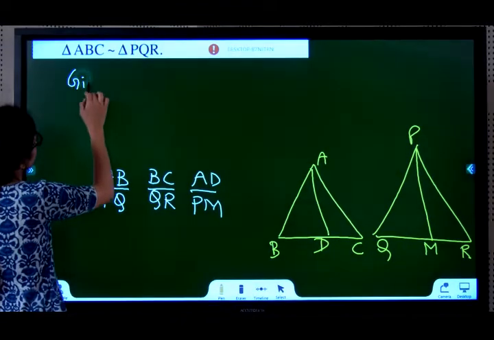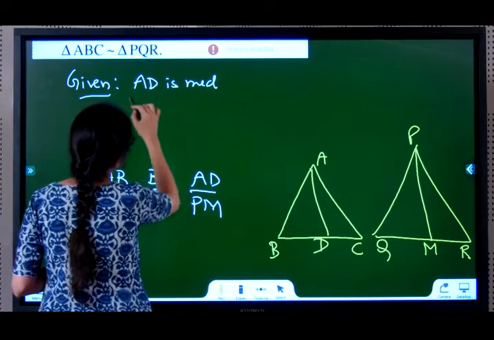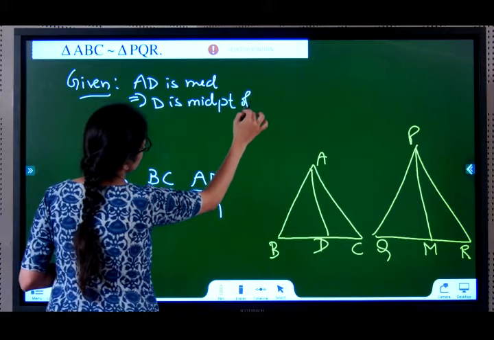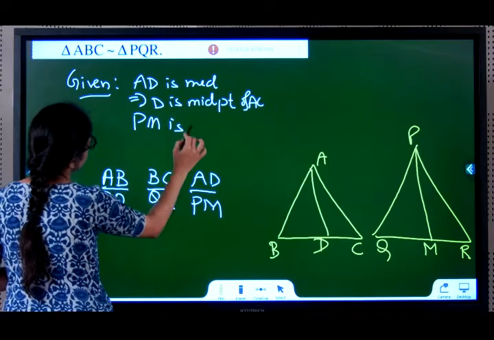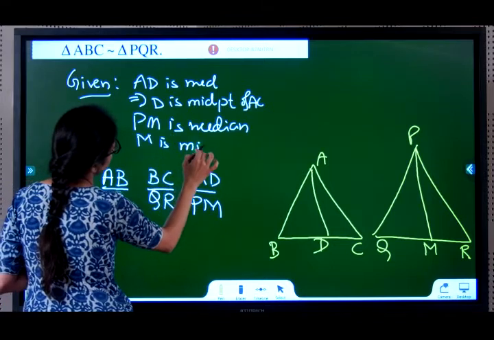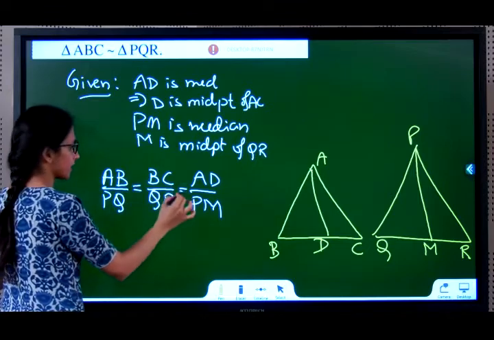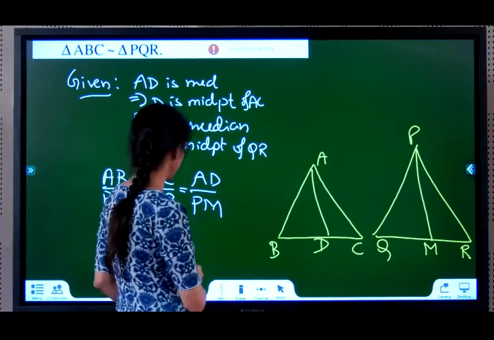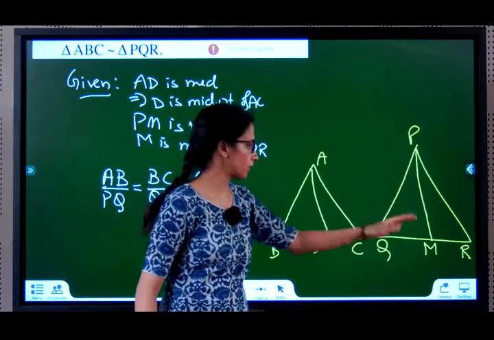First of all, given AD is the median, implies D is midpoint of AC. Next, it is also given PM is the median. So I can say M is midpoint of QR. Then they have also given these three are proportional. You have to use this and prove that ABC is similar to PQR.